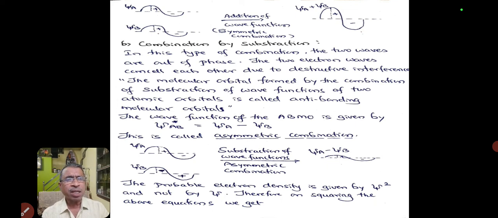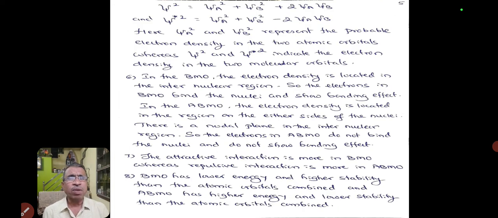The probable electron density is given by the square of psi, that is psi squared, and not by psi alone. Therefore, on squaring the above equations, we get psi squared equals psi A squared plus psi B squared plus 2 psi A into psi B, and psi star squared equals psi A squared plus psi B squared minus 2 psi A into psi B.